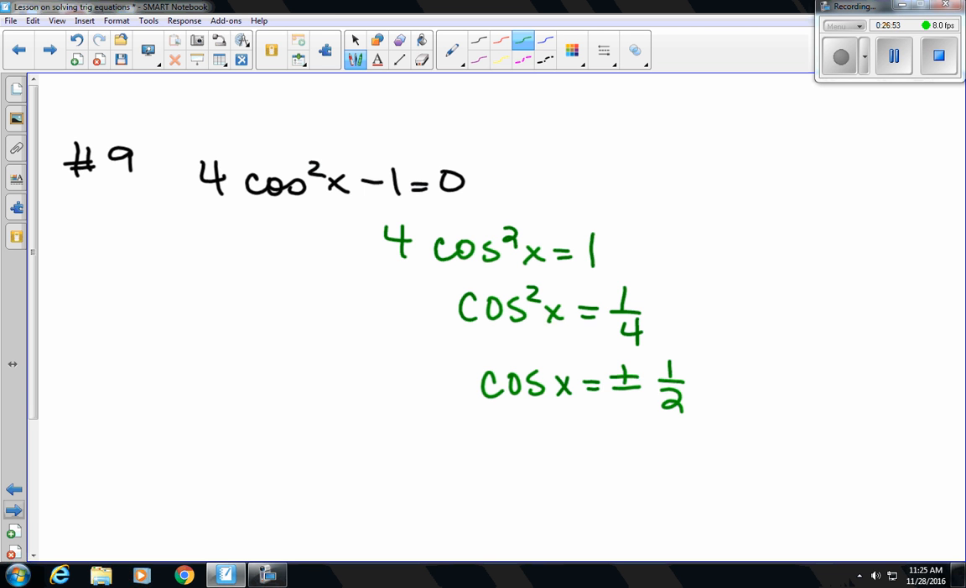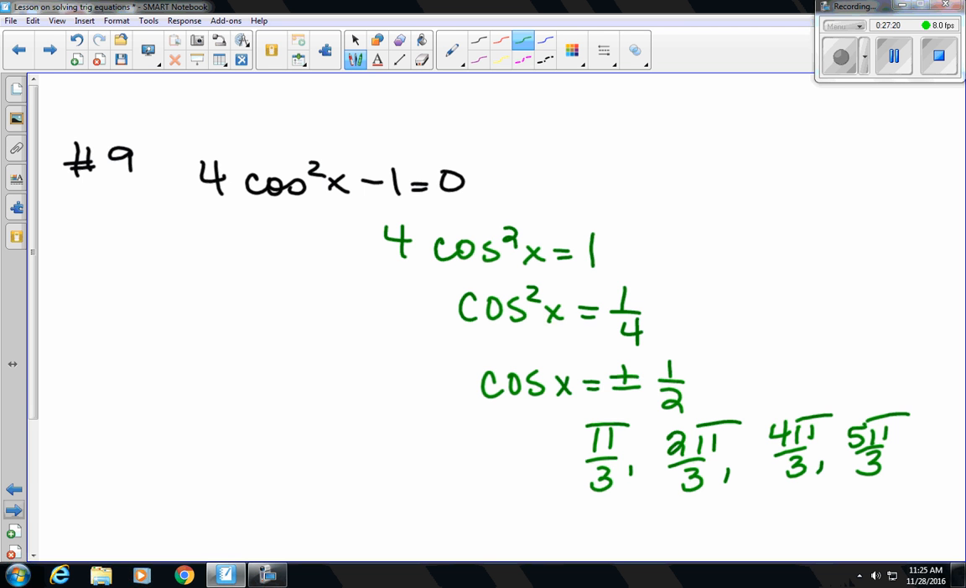So where am I? 60 degrees? All right, call them out. Pi over 3. 2 pi over 3. 4 pi over 3. 5 pi over 3. That's it. Okay, how could I write this if I had to?